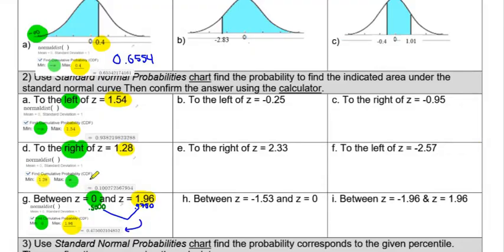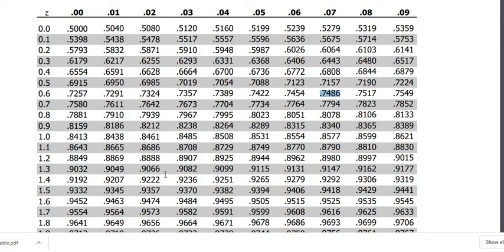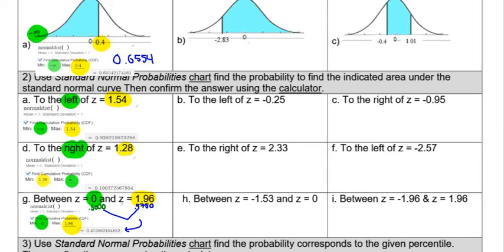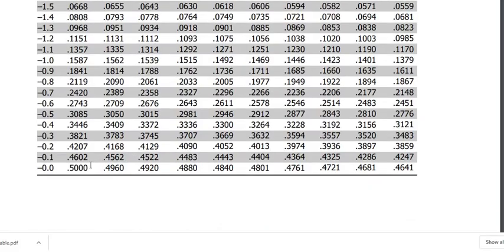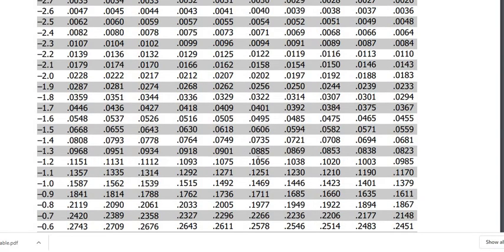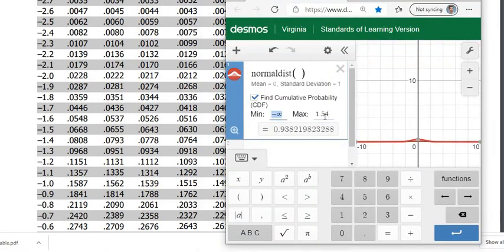If I go back to this one and I want to do to the right, keep in mind the chart is a left chart. That means do the opposite of what the chart says. So instead of looking at 1.28 to get this number, 0.1003, I go to the chart, and I wanted positive 1.28. The chart is a left chart, so I do the opposite. I look up negative 1.28, right there. It rounds at the 4 decimal places, so you can see that 0.1003 is the same as if I put this in here, 1.28 to infinity.